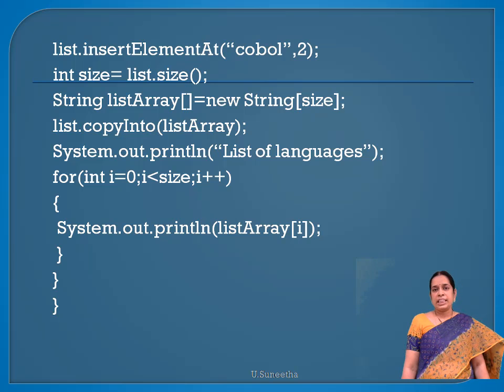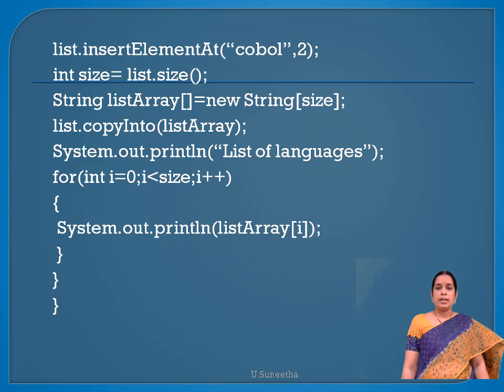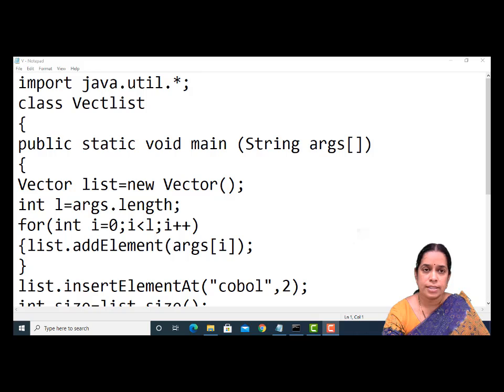Here the main thing that we have to remember for this program is we have to supply the arguments during runtime. This is the program related to vectors, and here we are importing the util package because the Vector class is present in this package, and here the name of the class is vectList. Initially the vector that has been created here is list, so the name of the vector is list. Now we have to supply the arguments during runtime. So args.length, that is the number of arguments that are supplied at runtime, will be stored in the variable L.